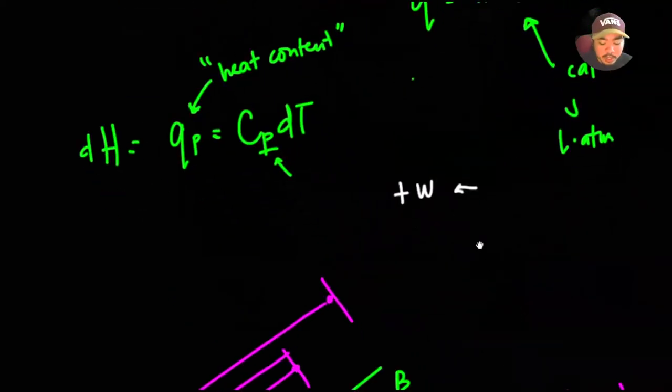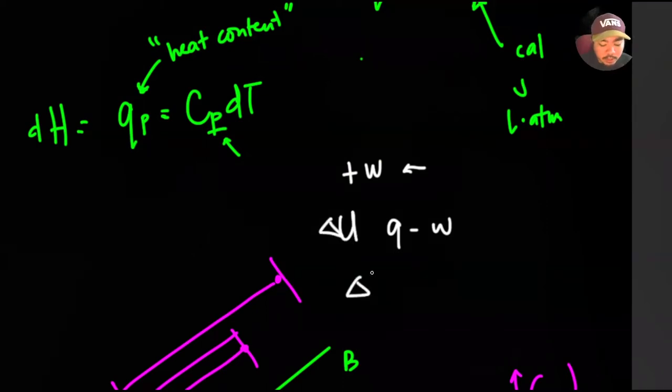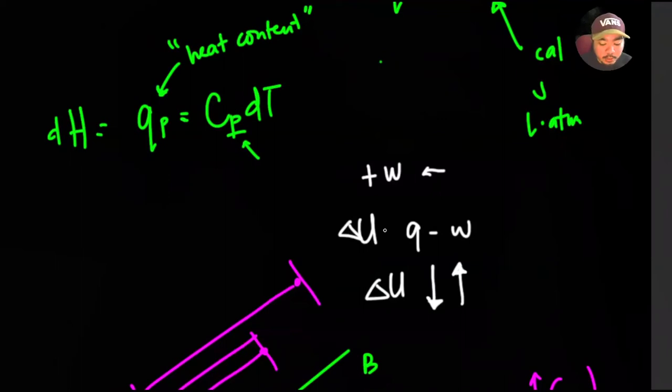So because of that, and since Q minus W tayo, mangyayari is whenever the system does work, yung overall delta U natin goes down. Pero yung delta U naman natin goes up when the surroundings does work on it. Okay? So, yan.